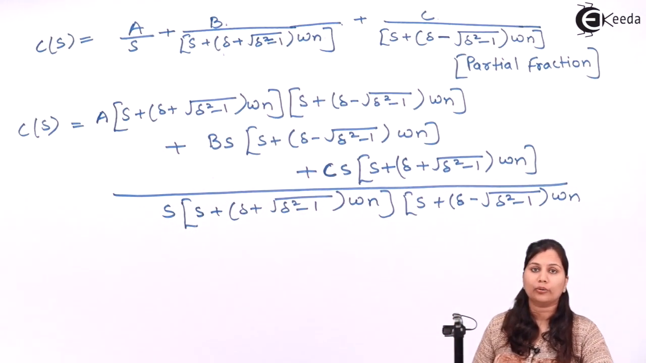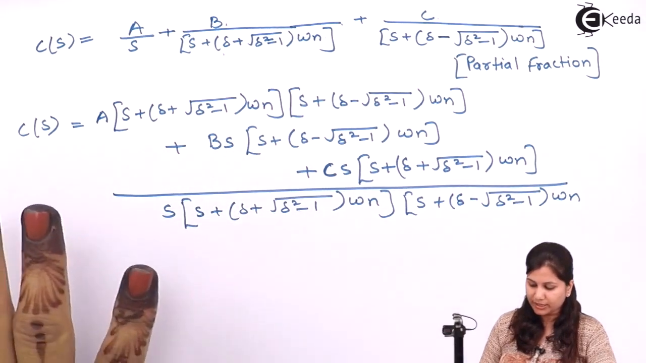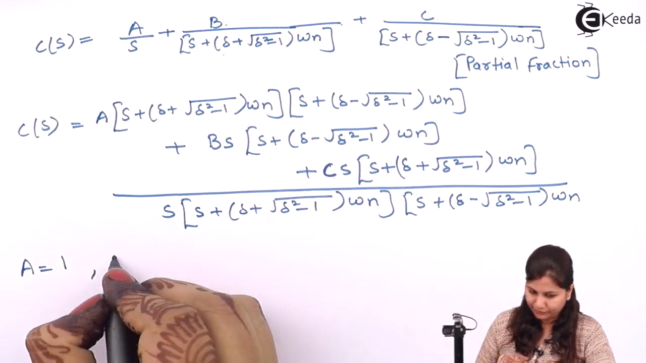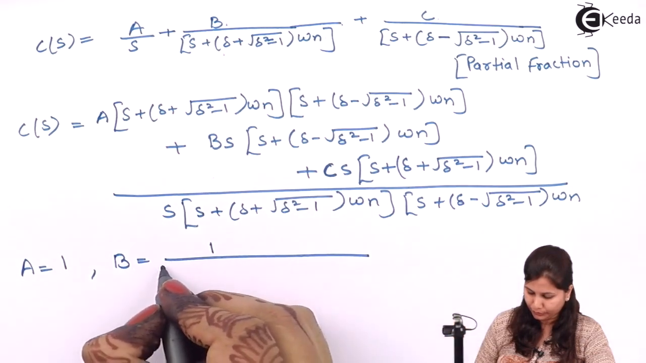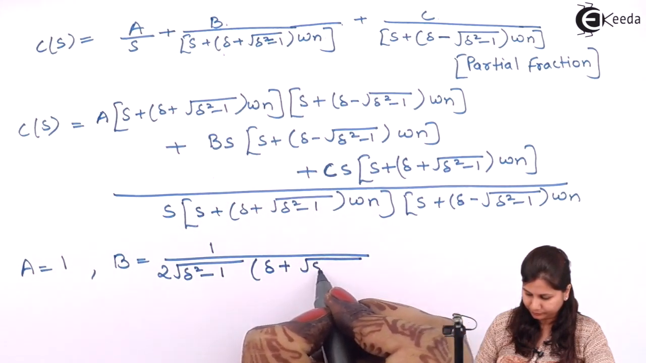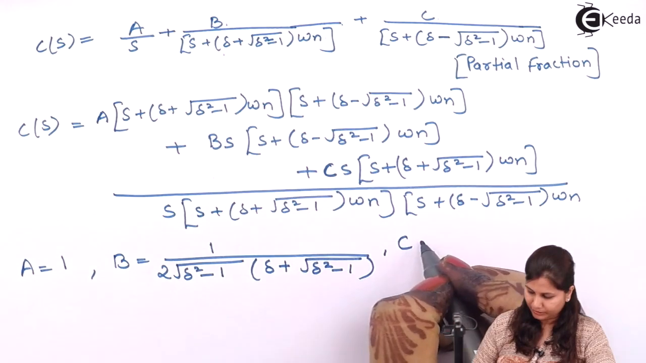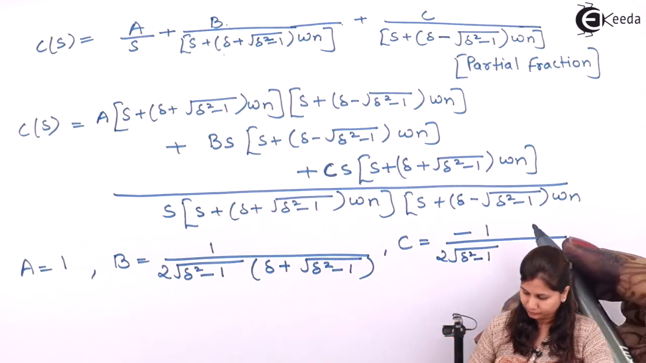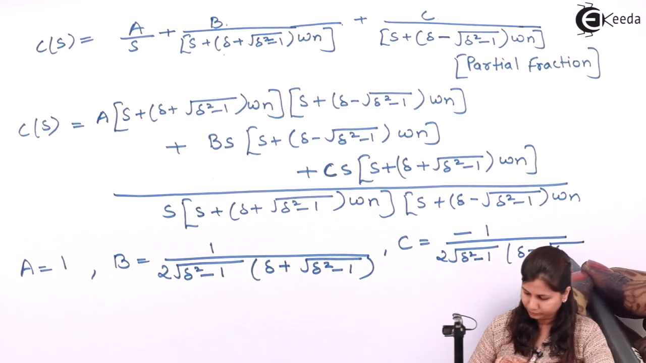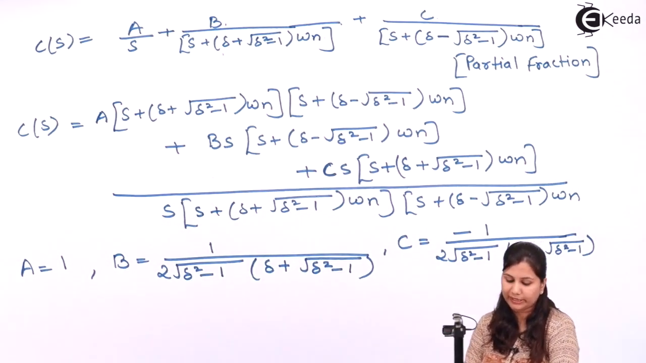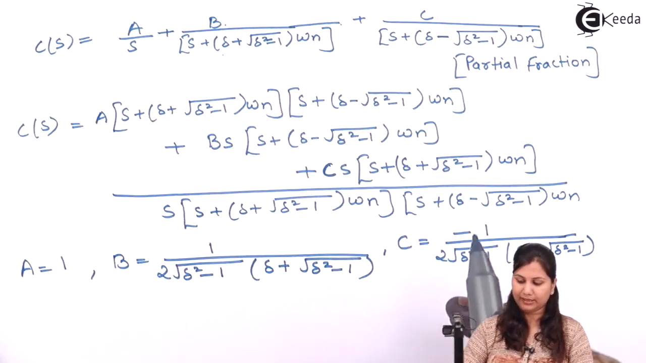Only we will equate the coefficient of omega n square. So just compare this, we will get the value of A as 1, B will be equal to 1 upon 2 under root of delta square minus 1, and C will be equal to minus 1 upon. So when we solve this and equate the coefficients, we will get the values of A, B and C as follows. Now put the values of A, B, C in this equation.